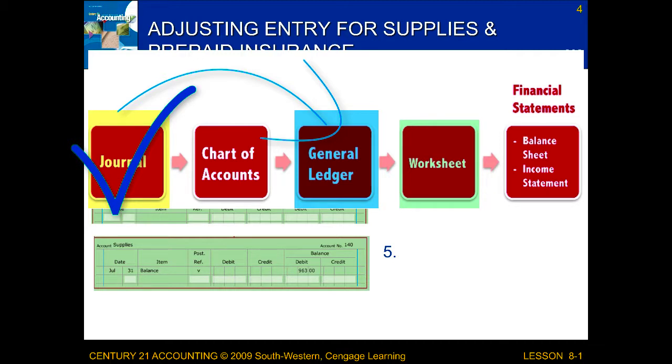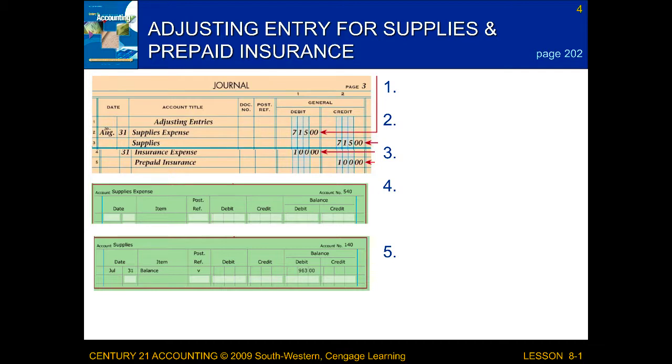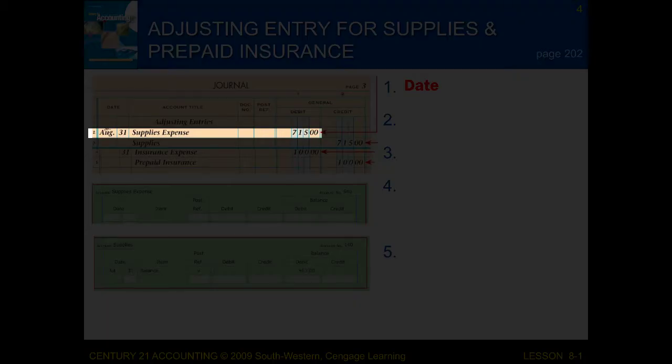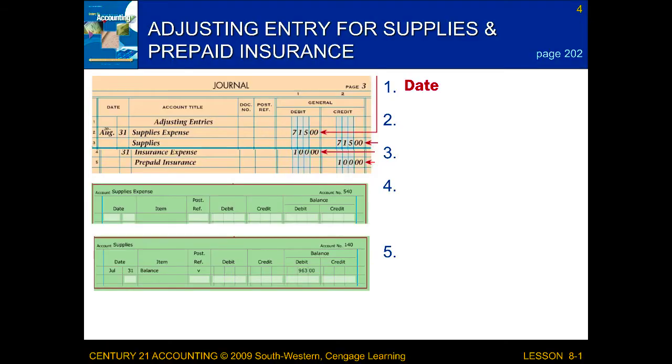Now that we've completed this box in our accounting cycle, we need to move on to the last box, which is posting from our journal to the general ledger. So when we post, the very first thing we're going to do is write the date down. And the first one I'm going to look at is supplies expense, since that's the first line on my journal.